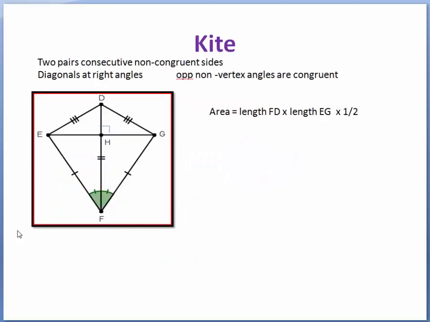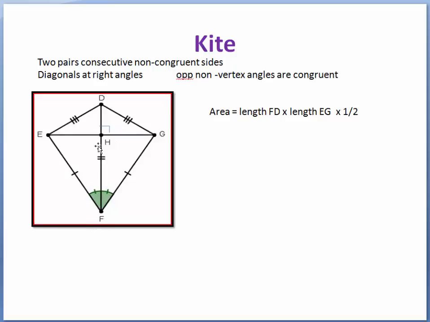Here we have a kite. In a kite, two pairs of consecutive non-congruent sides. So we have this side and this side. So these are non-congruent, so they're not the same. And this side aren't the same. However, these two sides are the same, and these two sides are the same.